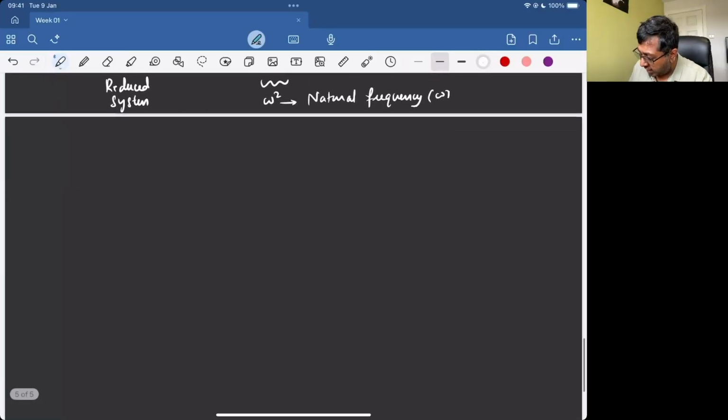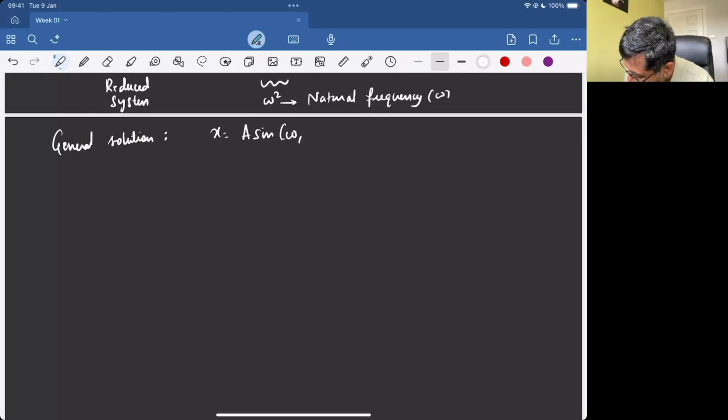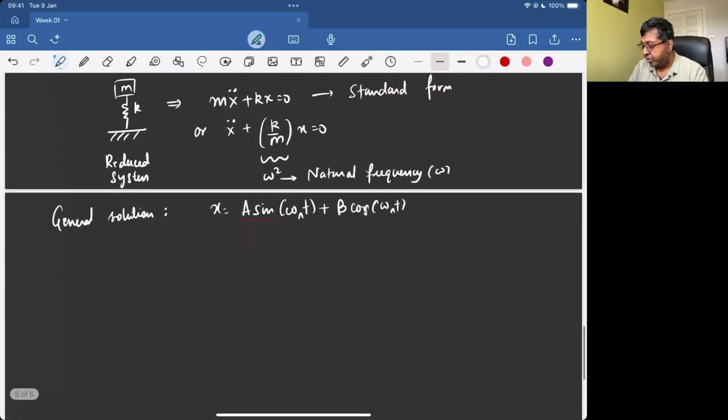And we also set a general solution for this system, which can be given as x equal to a sine of omega n into t plus b cos of omega n into t. I'm not going to go into details of how we go from the differential equation to a solution. It was briefly covered in your dynamics module, and I've also talked about some of the mathematics in the lecture notes that I have shared with you. Also, a and b are nothing but some constants.